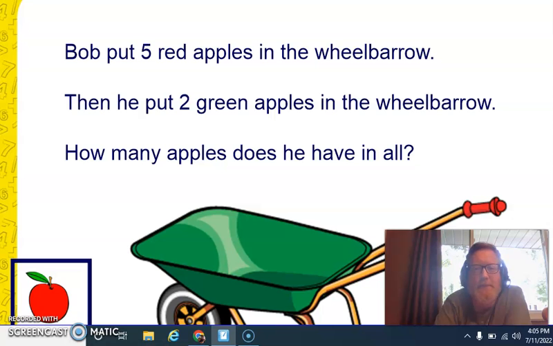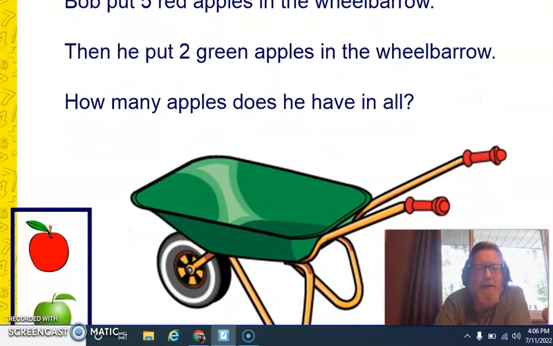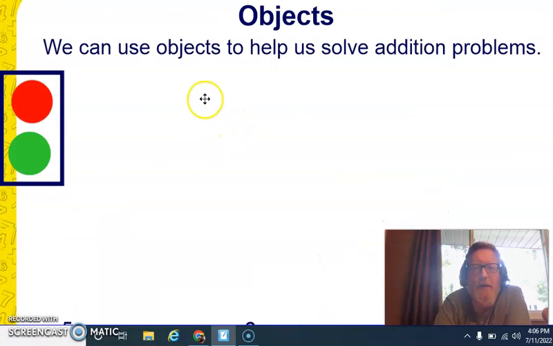So here's an example of a math word problem you might have in kindergarten or first grade. Bob put 5 red apples in the wheelbarrow. Then he put 2 green apples in the wheelbarrow. How many apples does he have in all? How are we going to find out how many apples he has? Well, we're going to use objects to count, and we call putting those sets of objects together addition. You ready to give it a try? Let's practice. We can use objects to help us solve addition problems.